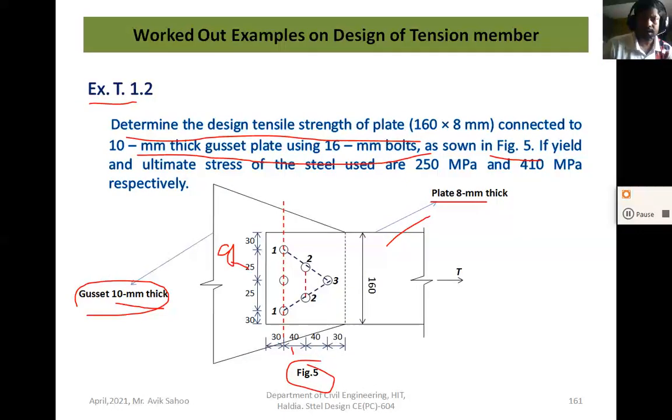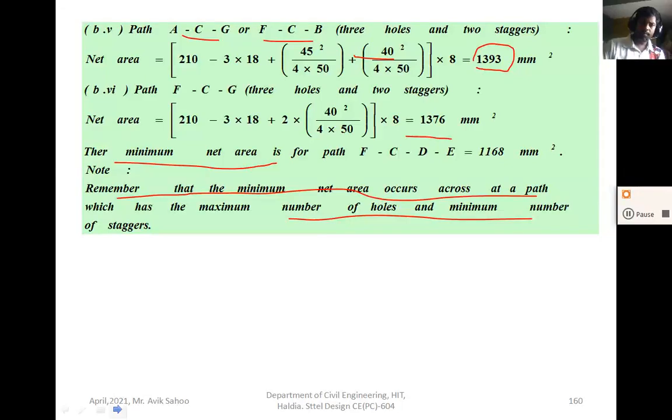So we have to determine the minimum area, because several possible failure paths may occur. So you have to find out the critical path which has minimum area, and this area is used to find the tensile capacity of the member. So first we see the possible failure path.